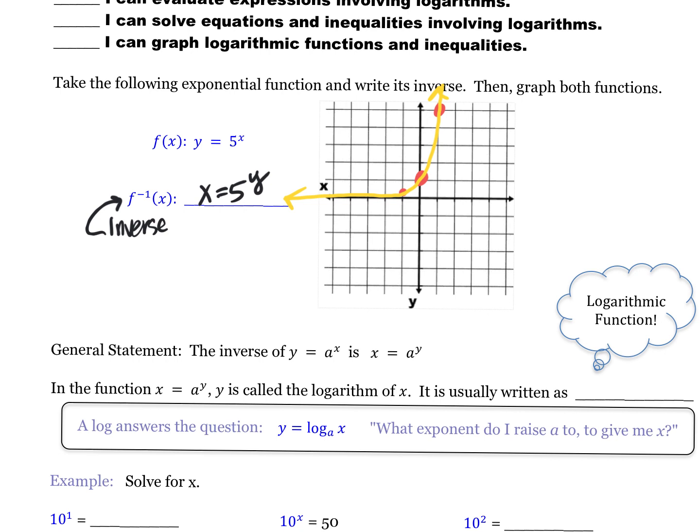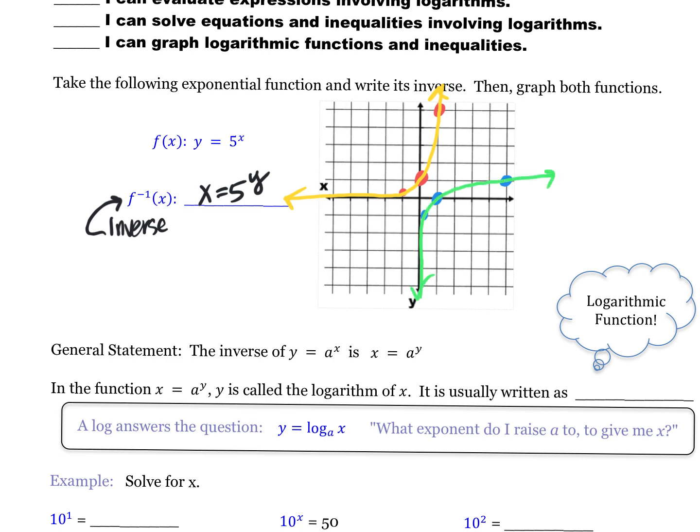With inverse functions, if we took the x and flipped it with the y, all we have to do is the same thing for the points. If we had the point 0, 1, what does that turn into? 1, 0. That's the inverse point. If we had the point 1, 5, that would turn into 5, 1. If we had the point negative 1, 1/5, it turns into 1/5, negative 1. You've just graphed the inverse, and it's going to go a little something like this.